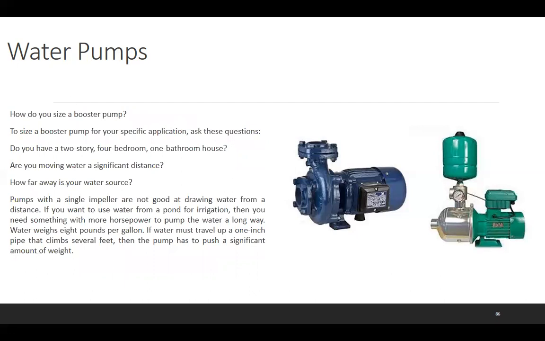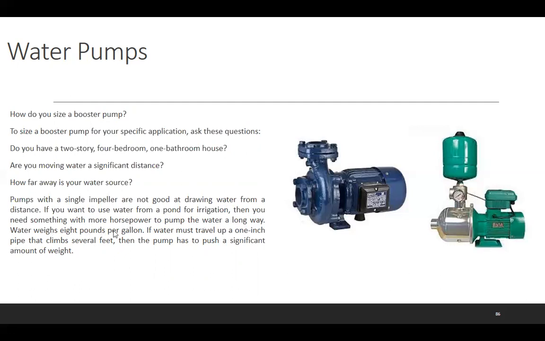How do you size a booster pump? To size a booster pump for your specific application, ask these questions. Do you have a two-story, four-bedroom, one-bathroom house? Are you moving water a significant distance? How far away is your water source? Pumps with a single impeller are not good at drawing water from a distance. If you want to use water from a pump for irrigation, then you need something with more horsepower to pump the water along the way.